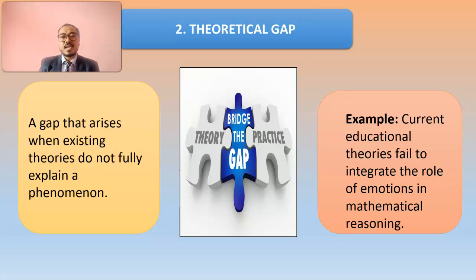So we say that our current educational system is very good, yes, but there is still a lack of emotions in mathematical reasoning. Our students can solve mathematics problems very nicely, yes, but they are unable to connect that mathematics with themselves, with the environment, with the society. They are unable to connect. So there are some gaps. Okay, so this is theoretical gap.